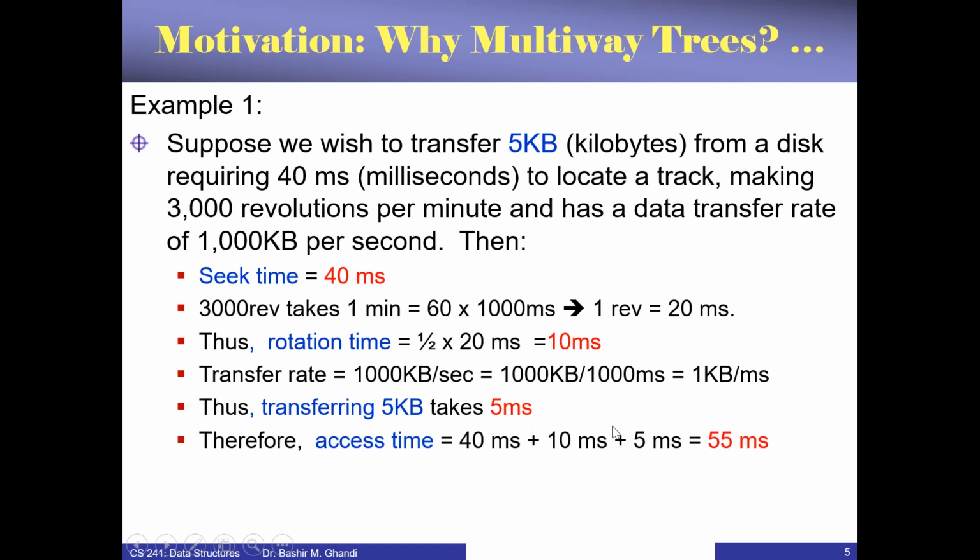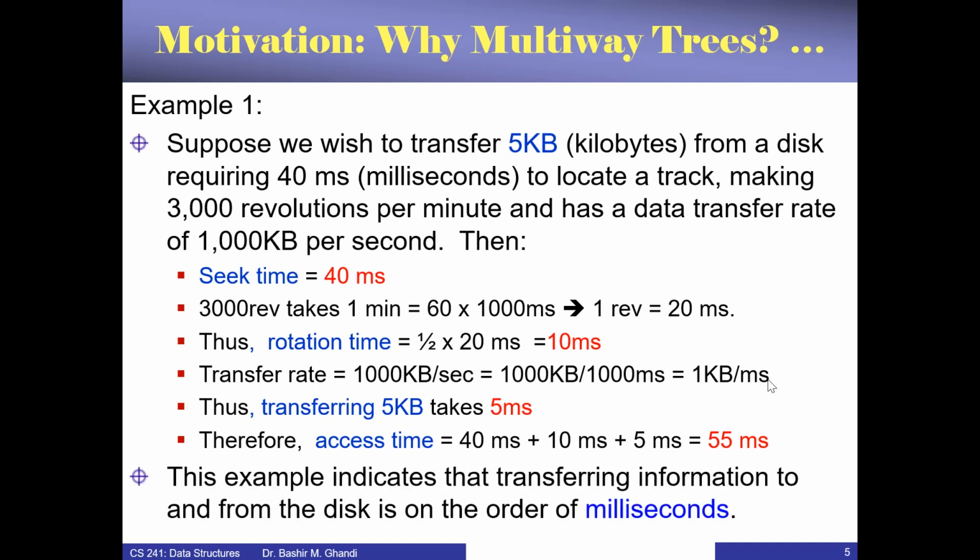Now, if you add all of this, we have 40 plus 10 plus 5, which is 55 milliseconds. So it will require 55 milliseconds for our disk to actually transfer 5 KB. That transfer could be either way. It could be reading from the disk or writing to the disk. All right. Now, what does this show?